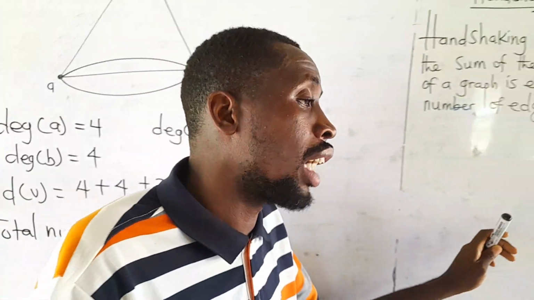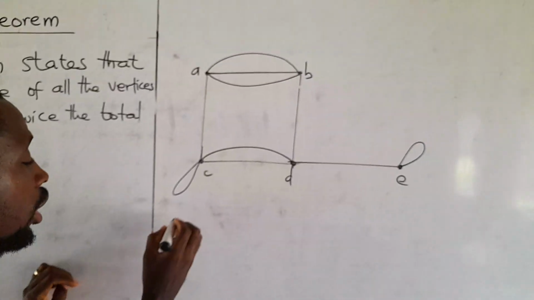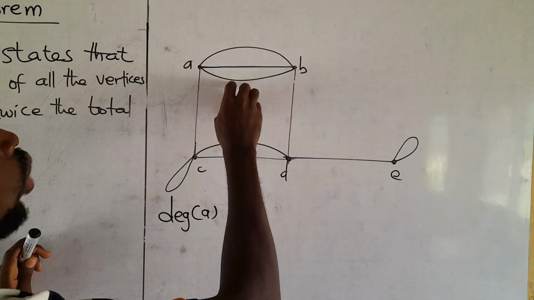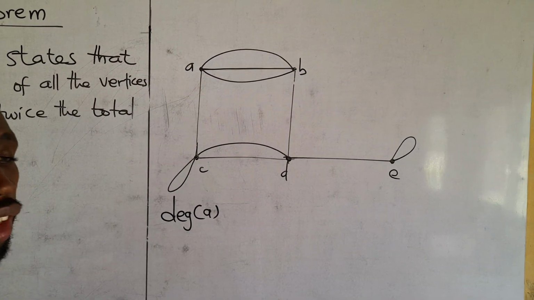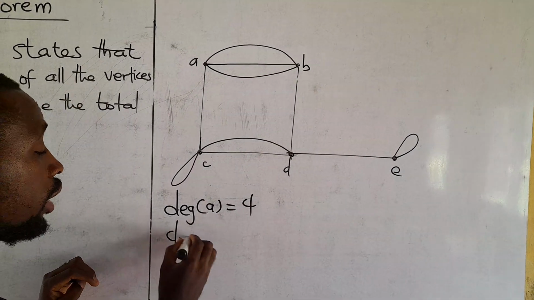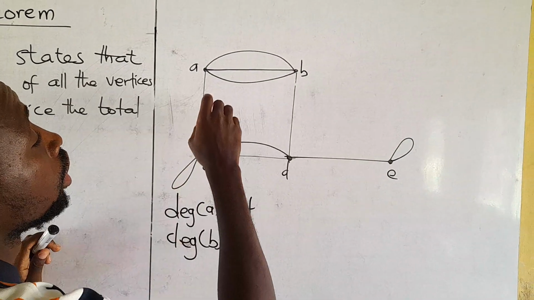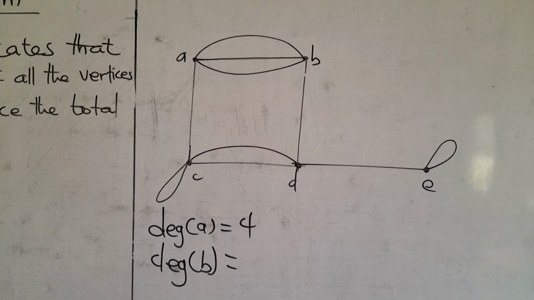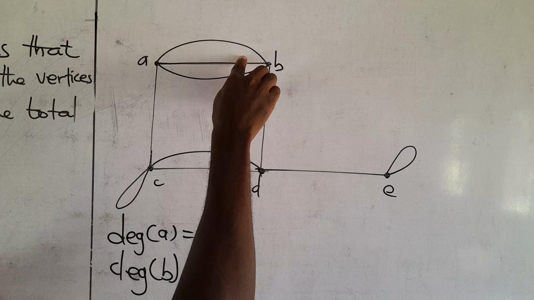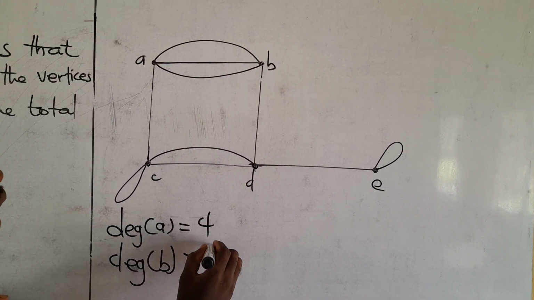Now let's look at another graph. Let's try to find the degree of all the vertices of this graph. So the degree of vertex A: we have 1, 2, 3, 4. So we can say the degree of vertex A is 4. Now let's find the degree of the vertex B. How many edges are incident on the vertex B? We count 1, 2, 3, and this is the fourth one. So we can say the degree of vertex B is 4.